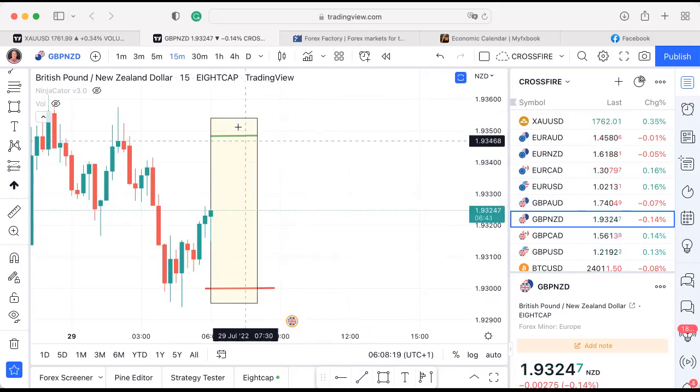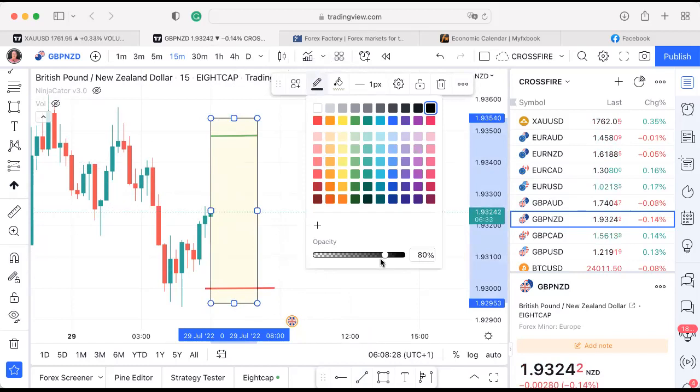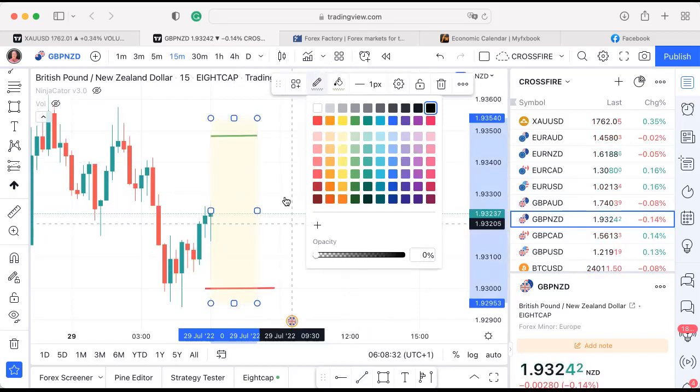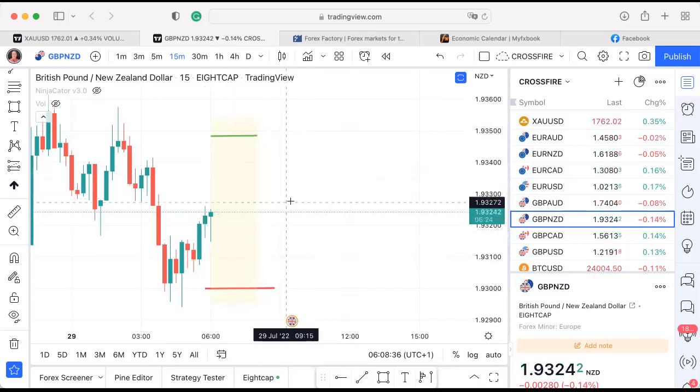So if you click on the rectangle, go to this pencil icon here, that is the border. You can reduce the opacity. I reduce mine down to 0 and it gets rid of that black border. I can now see the wick completely.